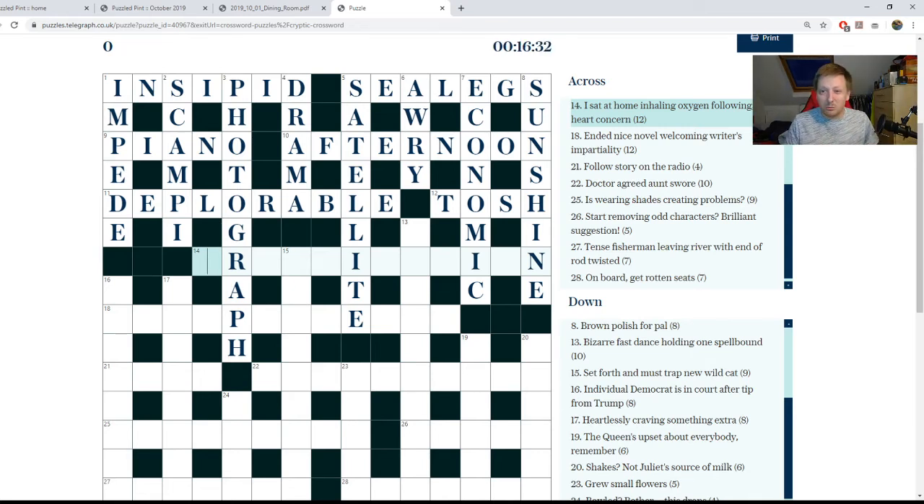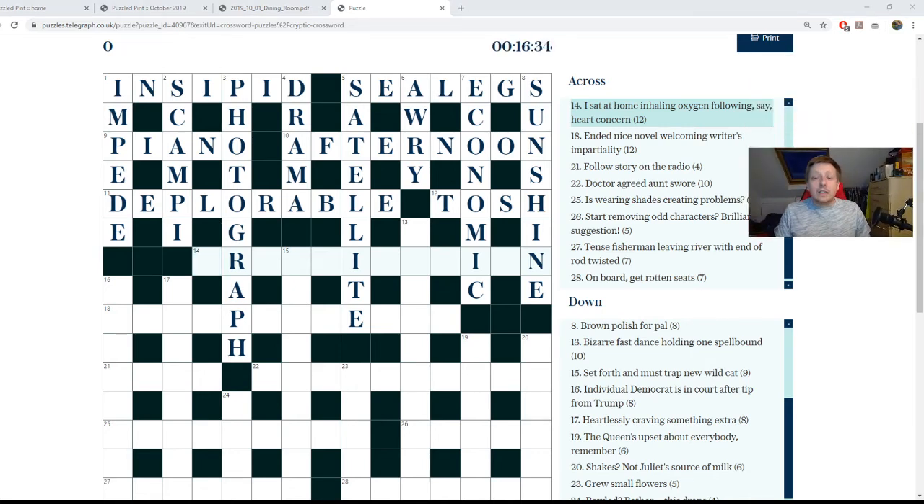Right, do you want to see the whole clue? Go on then. I sat at home inhaling oxygen following, say, heart concern. I sat at home inhaling oxygen following, say, heart concern. Right, I feel like heart concern is going to be the definition.